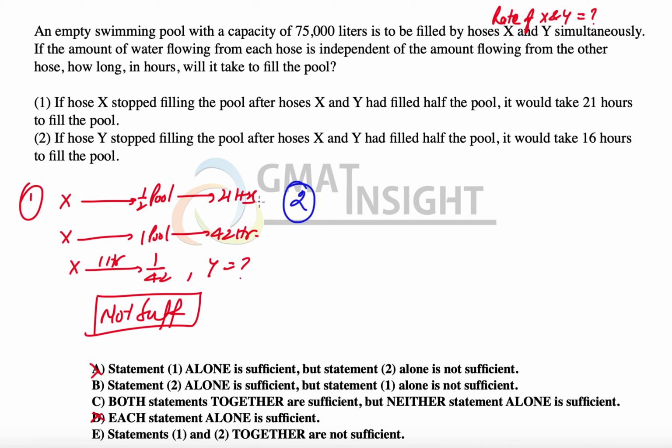The second statement says that Y stops filling the pool after X and Y have filled half of the pool. That means the remaining pool is filled by X because Y is stopped. Okay, in the first statement I have made a small error here. This entire detail belongs to Y, because the first statement says that X stopped filling the pool, which means it was Y which filled the remaining half of the pool. So the rate of Y is known, but the rate of X is unknown.